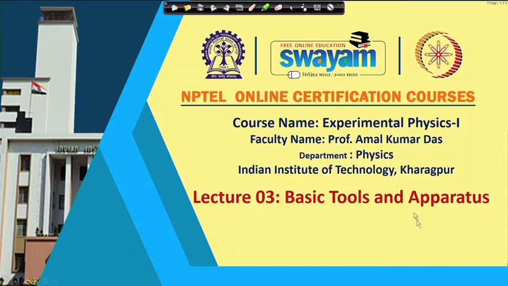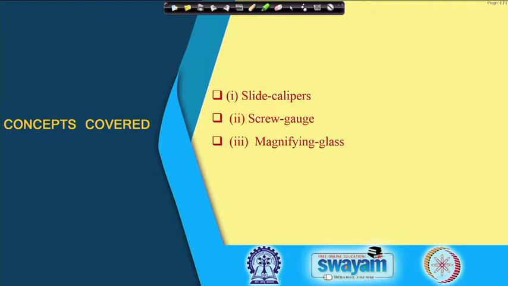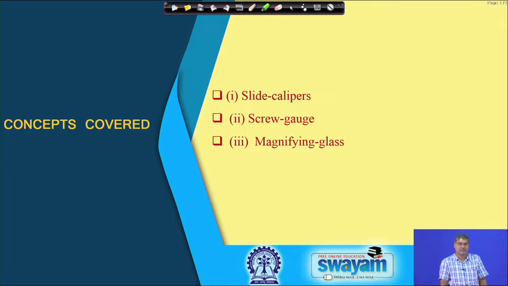So today I will continue the discussion on basic tools and apparatus in our laboratory. Today we will mainly discuss the slide caliper, screw gauge and magnifying glass, and how we use the coinciding of lines in slide calipers and screw gauge to find the digits after the decimal point.